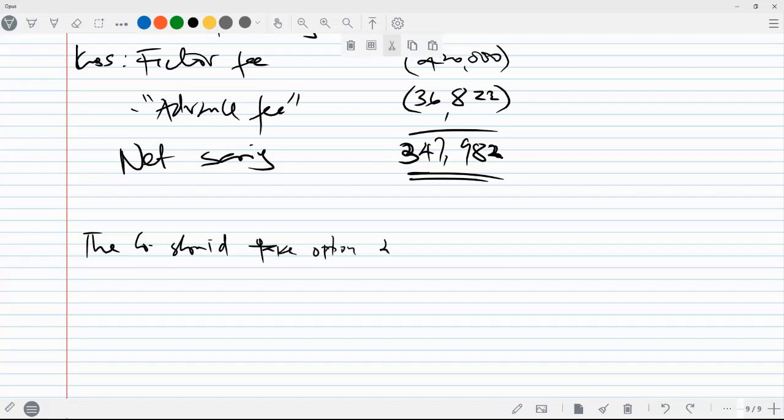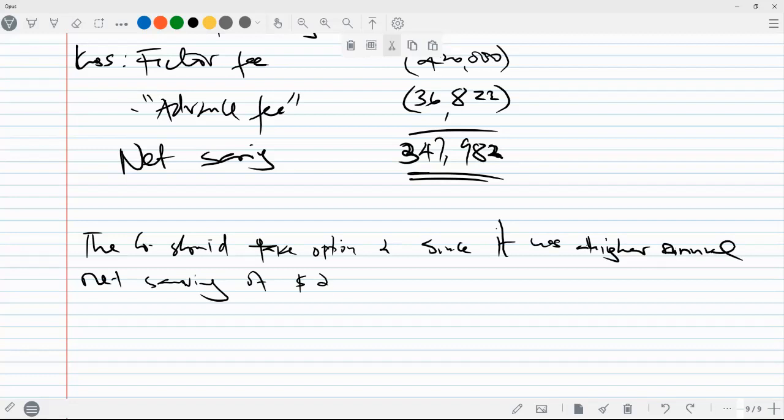Sorry, option 2, since it has a higher annual net saving of 347,982. Don't forget to always give the advice. Don't forget to always give the advice to the firm. And that's all. The account is suitable.